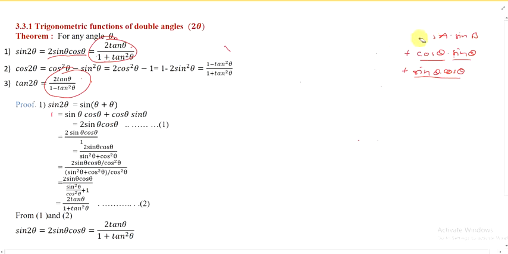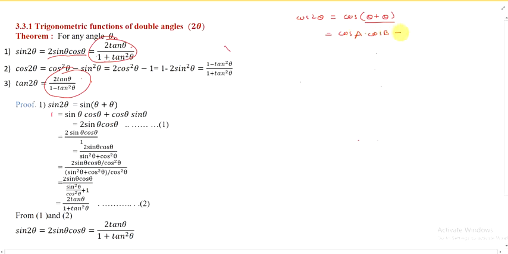Now how will we prove cos 2 theta? How can we prove it? Similarly again by using the same terminologies. Cos 2 theta can be written as again cos of theta plus theta, isn't it? Again by using the compound angle formula for cos A plus B. Cos A plus B is equal to what? Cos A cos B minus, opposite sign, isn't it? Sin A sin B. Okay.